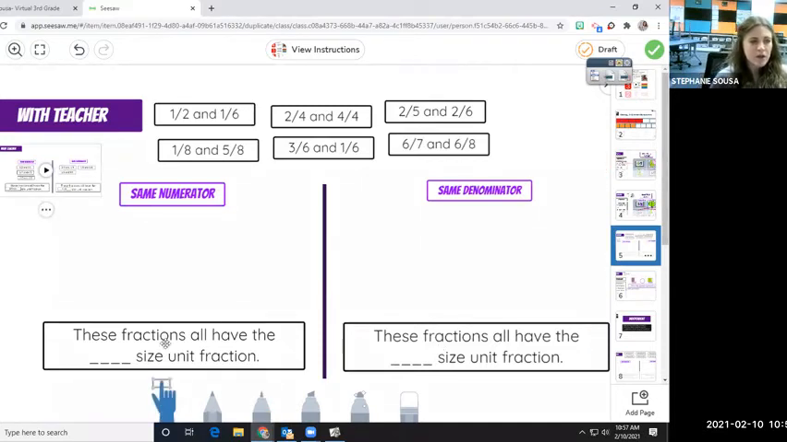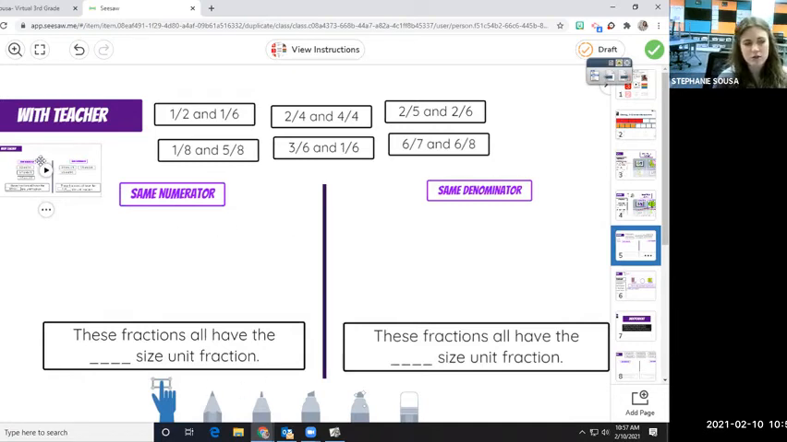All righty, slide 5. Here we go. We have directions. The directions are in this little video. Let us listen. No, pause. I don't want to watch that video yet. That's the answers in case you're asynchronous. The answers are down here. These fractions all have the blank size unit fraction. We're going to fill in the answer there. Okay, let's work on this together.